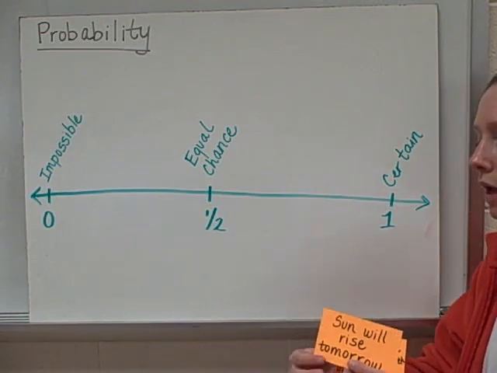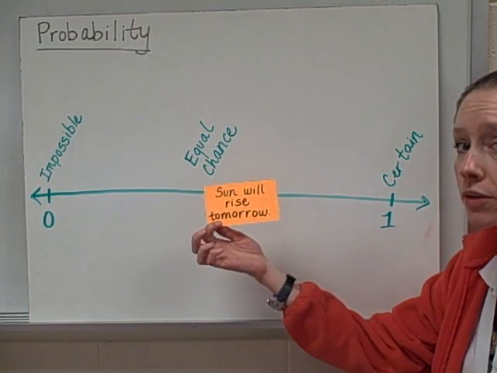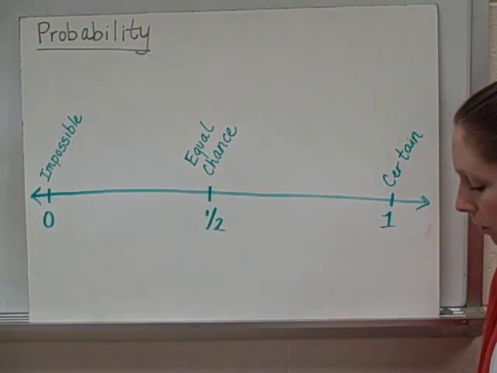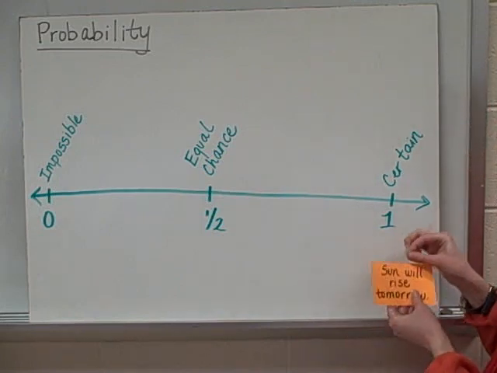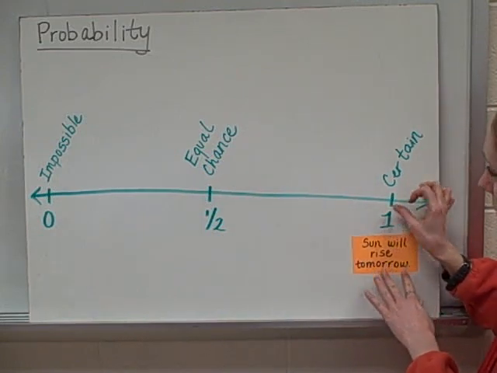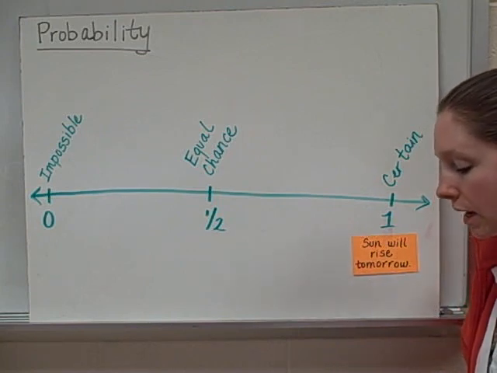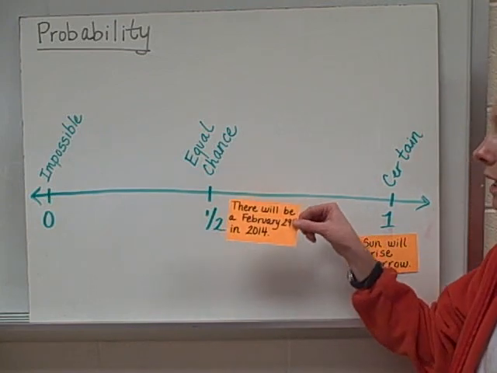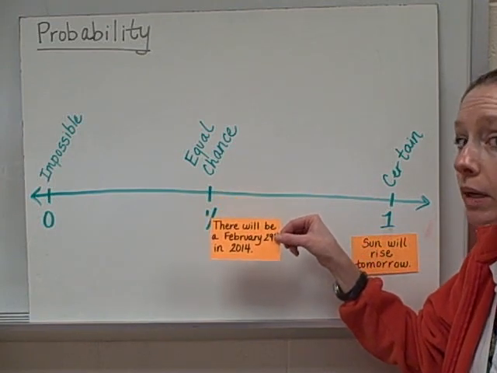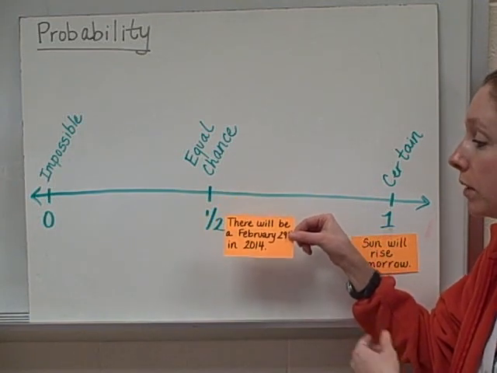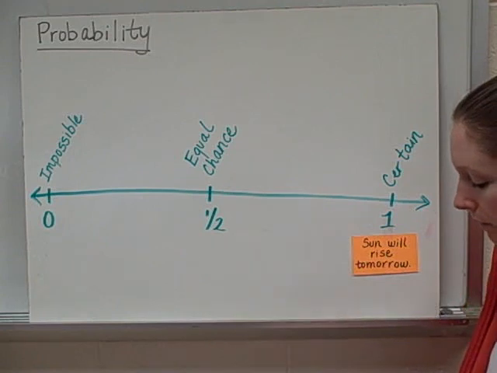First one says the sun will rise tomorrow. Well, that's certain, so I'm going to put that at the probability of 1. Next one says there will be a February 29th in 2014. Well, that's impossible because this year is not a leap year. There will not be a February 29th.